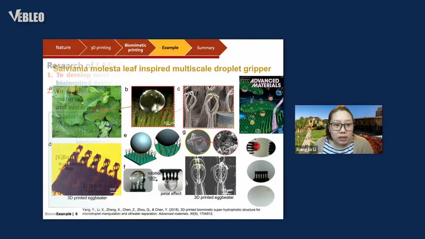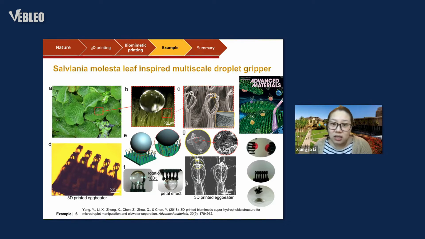The first one is the Salvinia molesta leaf-inspired multi-scale droplet gripper. As we know, robotic arms are used to grab rigid objects. Actually, it's hard to use them to grab liquid. So how to solve this problem?